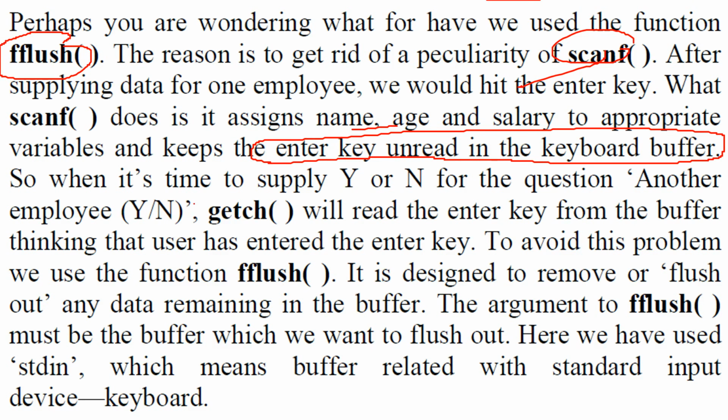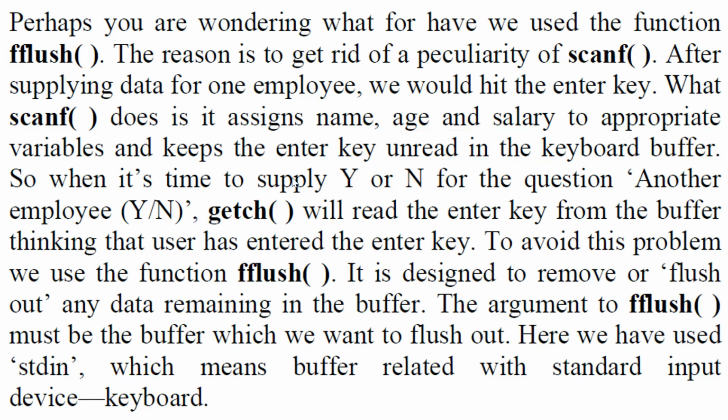So when it's time to supply y or no, if that question arises in our program, this getch will read the enter key from the buffer, thinking that the user has actually pressed the enter key. In order to avoid this situation, we use fflush. It is designed to flush out anything which is remaining in the buffer. The argument in fflush is stdin. Stdin stands for standard input, which is actually the keyboard.